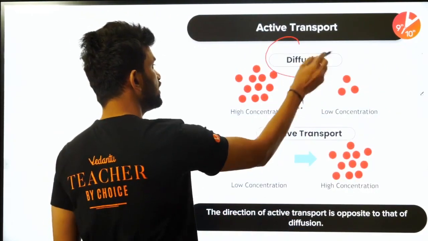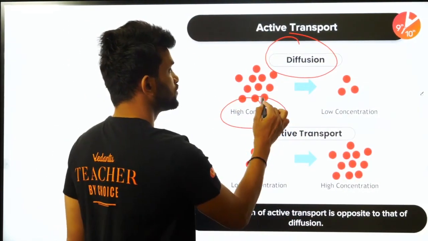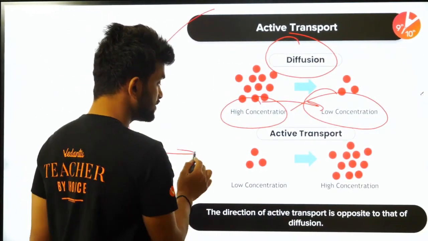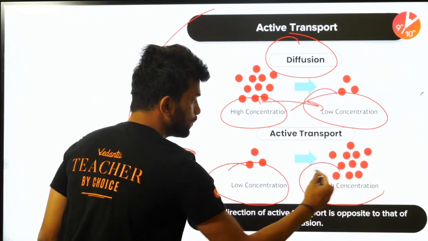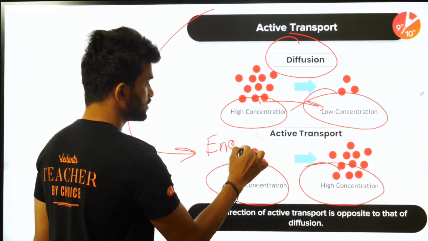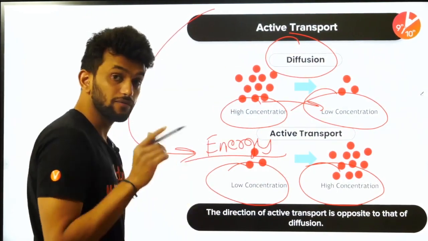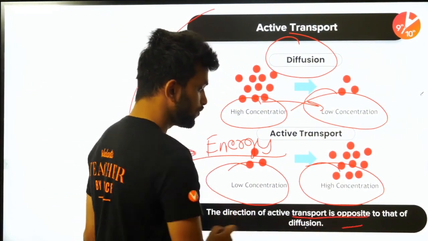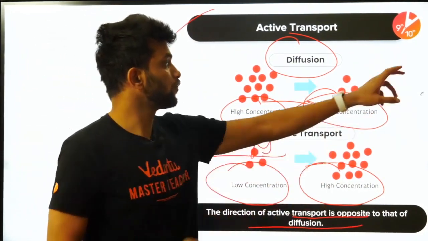Then diffusion we already know: it is from a high concentration to a lower concentration region. But active transport, guys, look, is the opposite. It goes from low to a high concentration region, and there is a spending of energy. Energy is used in that. The movement is opposite to that of diffusion.